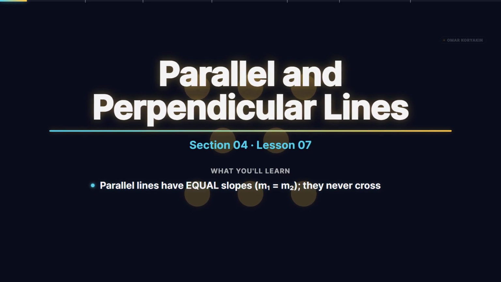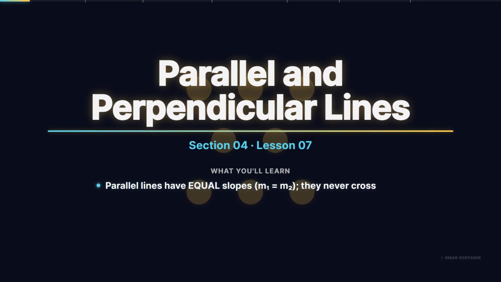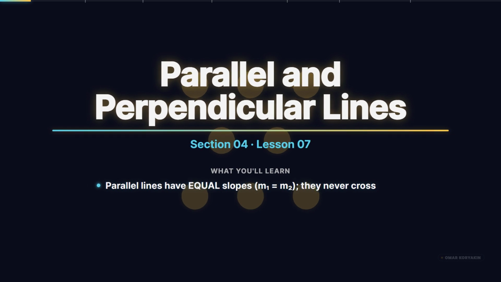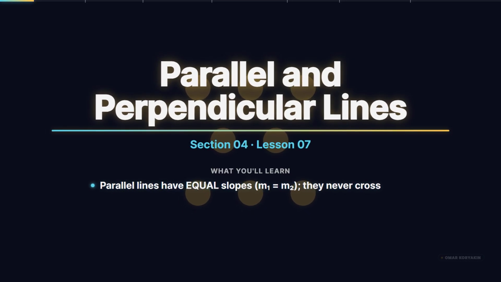First idea on the board: 2 distinct lines on the coordinate plane are parallel if and only if they have equal slopes. Same slope means same tilt, and lines with the same tilt that are not the same line never meet, so they are parallel by definition.